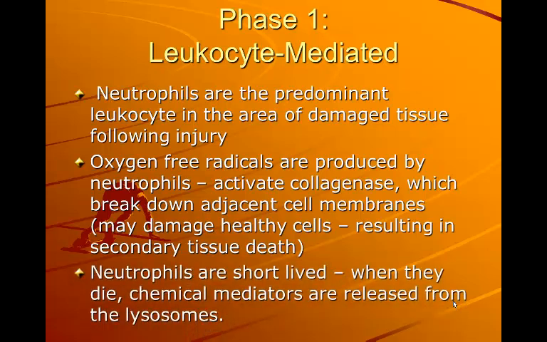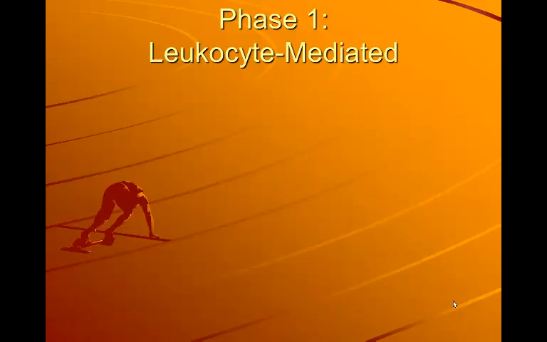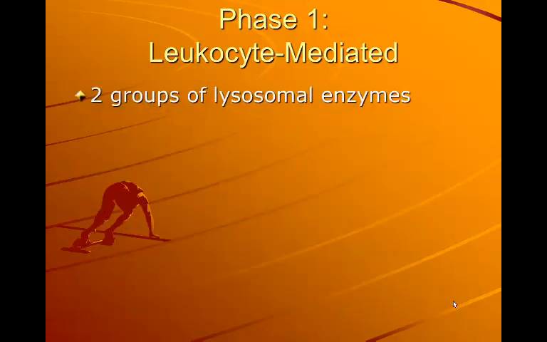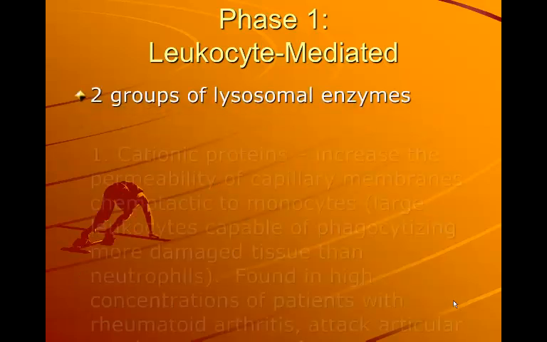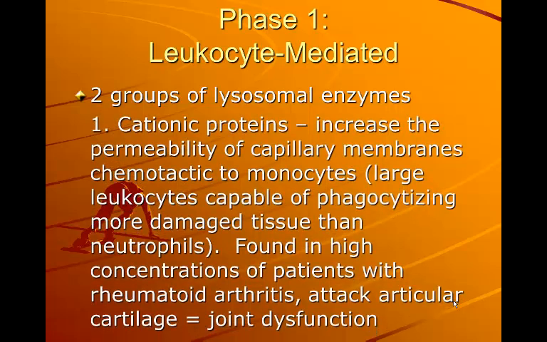Neutrophils are short-lived. When they die, chemical mediators are released from the lysosomes. There are two groups of lysosomal enzymes. Cationic proteins increase the permeability of capillary membranes and are chemotactic to monocytes, which are large leukocytes capable of phagocytizing more damaged tissue than neutrophils. So they're going to come in and clean up the waste.